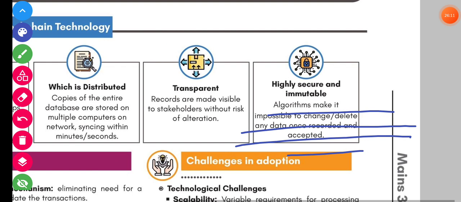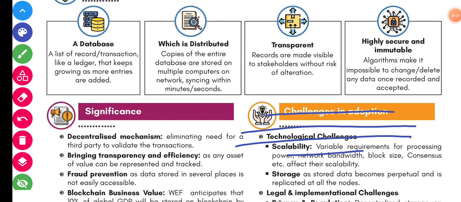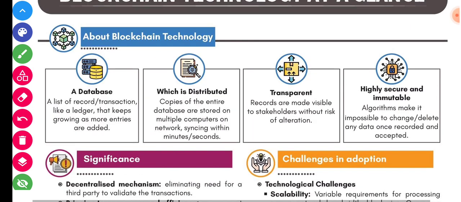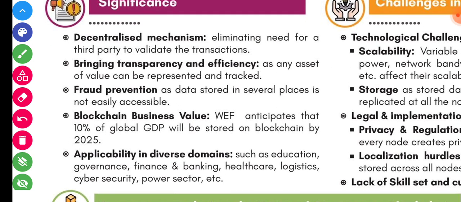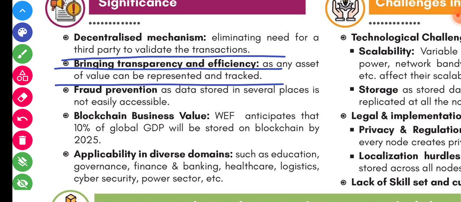So you can remember blockchain technology and its process and mechanism, and what is the significance of blockchain technology. It is a decentralized mechanism, eliminating the need for a third party to validate transactions, and it is bringing transparency and efficiency, as any asset of value can be represented and tracked, and fraud prevention, as data stored in several places is not easily accessible.